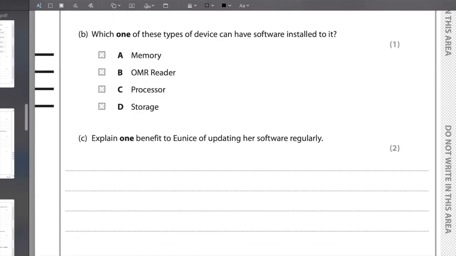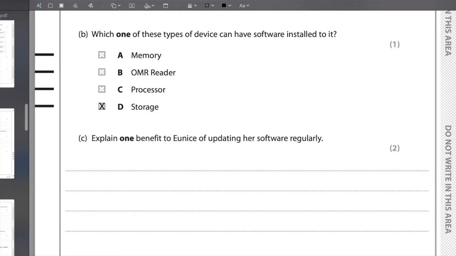B. Which one of these types of device can have software installed to it? Is it memory, OMR reader, processor, or storage? The correct answer is storage. It's not A, it's not memory because software isn't installed into memory. It's not an OMR reader, optical mark reader, because software isn't installed into that.